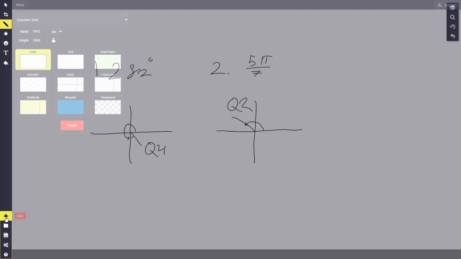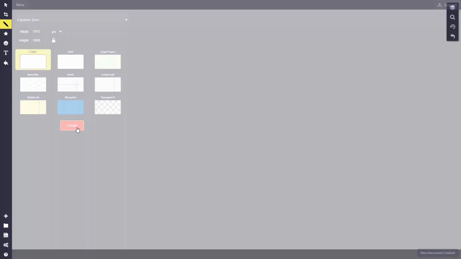Okay. Go ahead and create a new one. Next up, sketch the angle in standard position. I'm just going to take the first one, number 5, and that is negative 2 pi over 7. All right, negative 2 pi over 7. Just going to draw our graph there. That'll have to do. Negative 2 pi over 7.